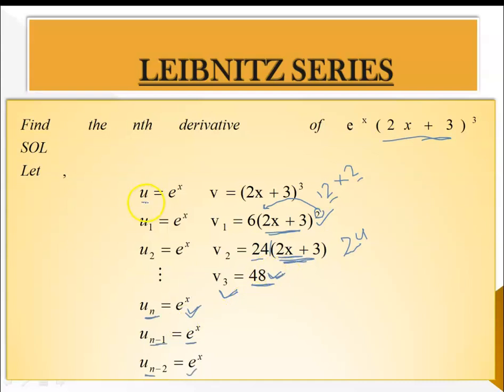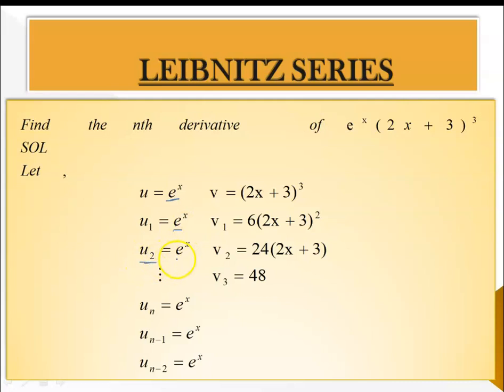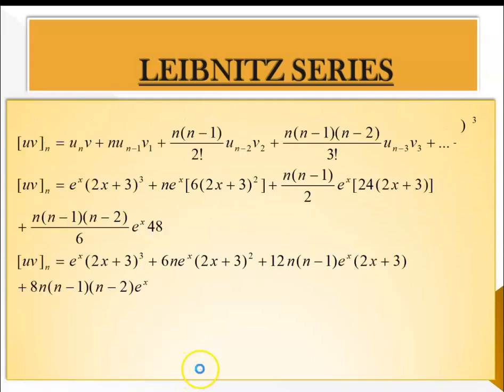So this is the original function, u equals e to the x. We take its first derivative and get the original function, e to the x, because we know that the derivative of e to the x is always e to the x. The same goes for the second derivative of the function; we get the same e to the x. That's why for nth we didn't change it, for n minus 1 we didn't change it, and for n minus 2 we didn't change the function.